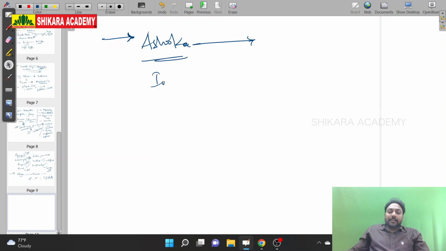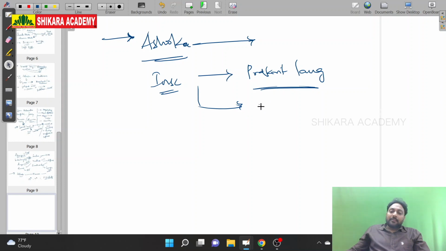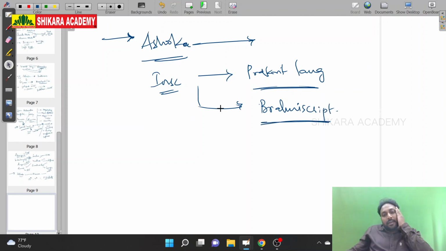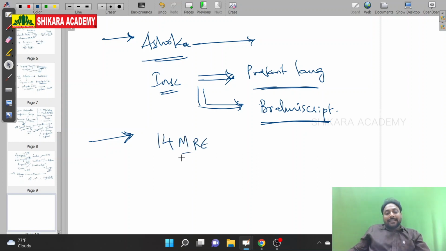Ashoka issued inscriptions in the Prakrit language with the Brahmi script. Ashoka issued 14 major rock edicts.